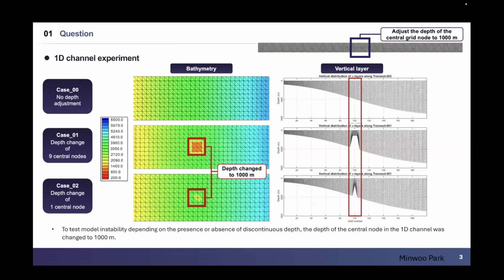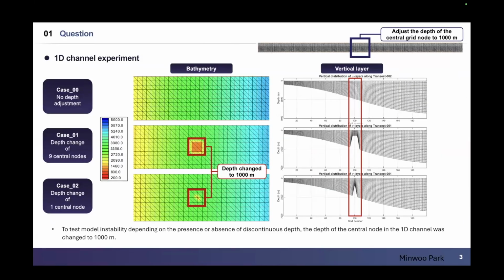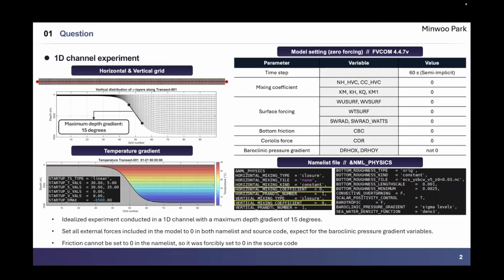Go to the second slide. I want to see what he set up. So you set everything to 0, and viscosity is 0. Just look at the table. Mixing coefficient, everything is 0. The bottom stress is 0, the heat budget is 0. The boundary coefficient is 0, everything 0.